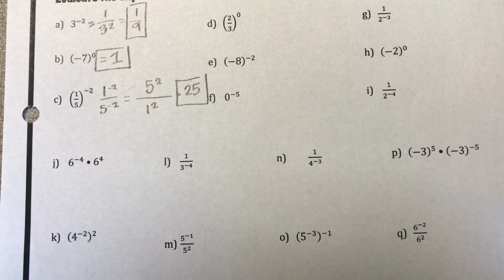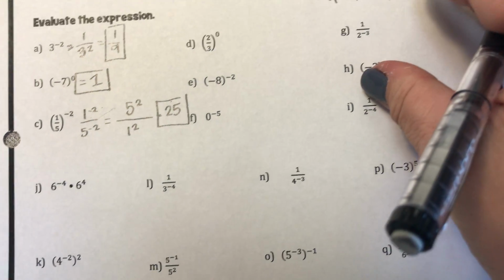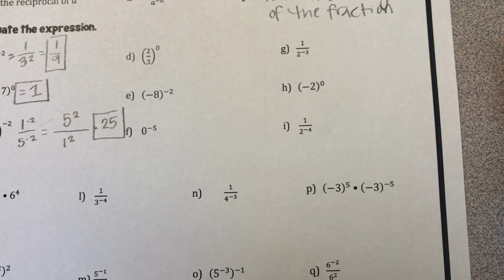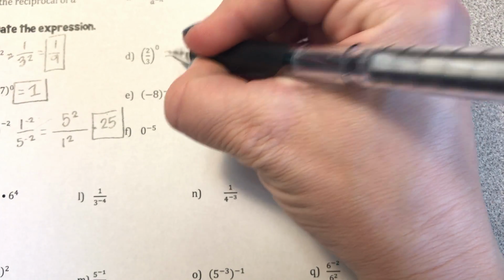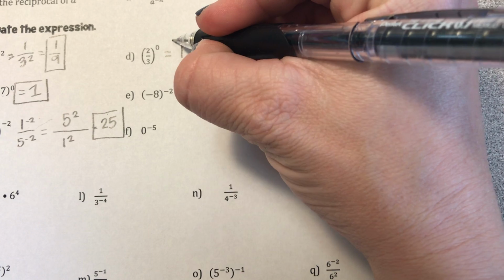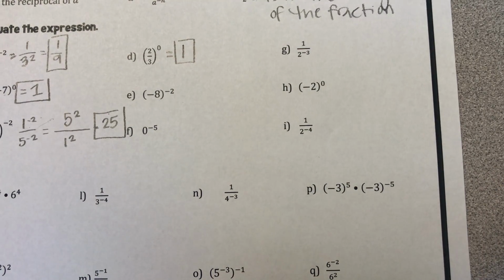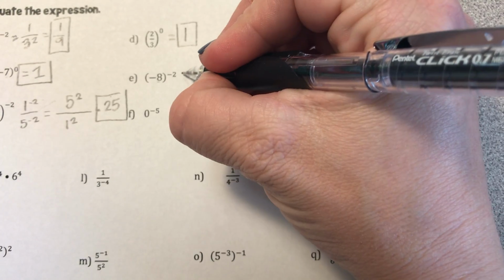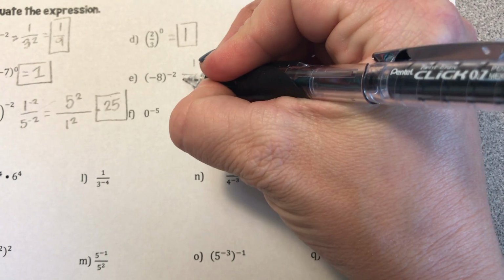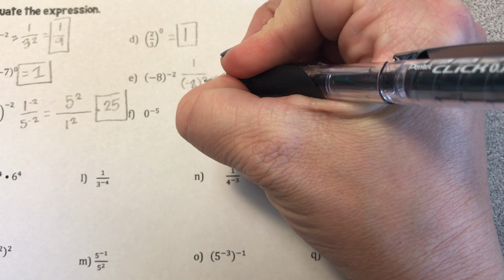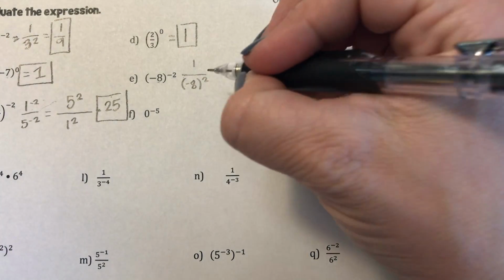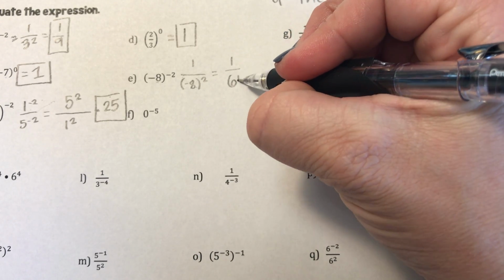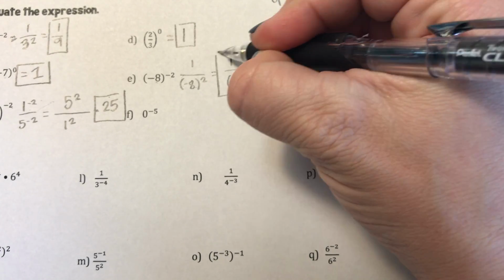Okay, let's talk about letter D. So 2/3 to the 0 power. Anything to the 0 power is 1. Letter E. Negative 8 to the negative 2 power is the same thing as 1 over negative 8 to the positive 2 power. Negative 8 squared is negative 8 times negative 8, positive 64.